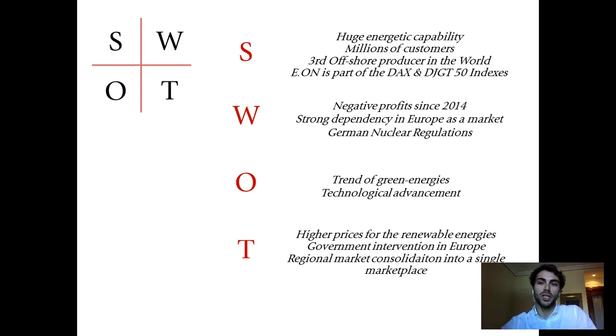In terms of opportunities, we have the fact that renewable energies are top trends nowadays. Every company is asking for renewables, and every individual as well. And then we have the threats. Well, the threats are actually the price of these energies and government intervention, like the German regulatory body that wants to ban the nuclear plants by 2022.